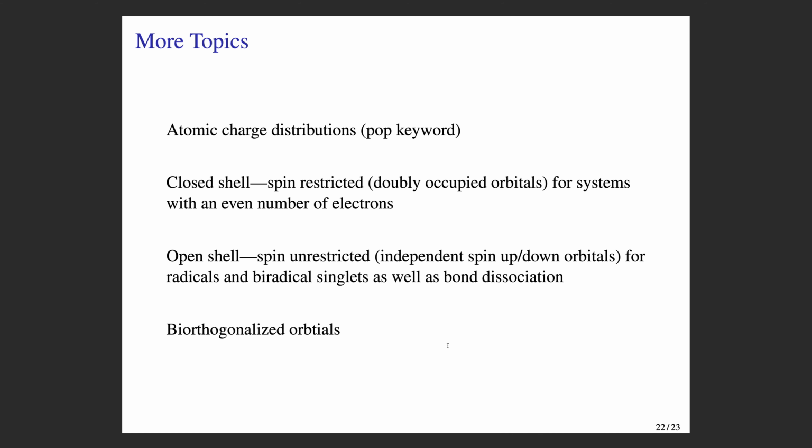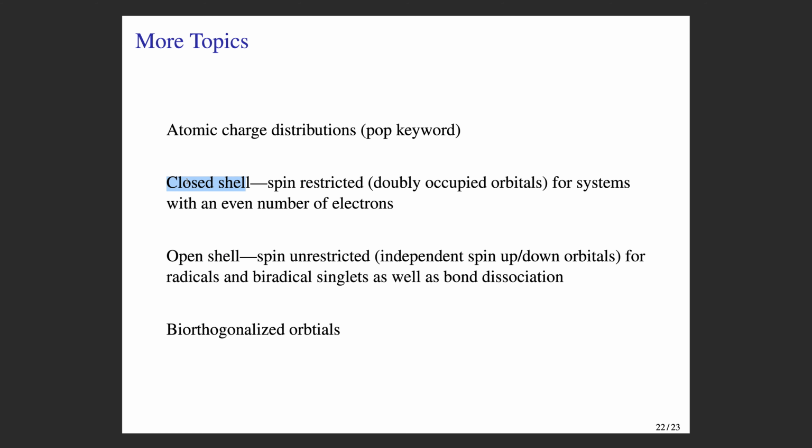Additional topics that are relevant, and so these are topics that you may want to look into for your mini project on this Getting Started chapter. We can look at atomic charge distributions using the population keyword within Gaussian. You can also think about closed shell versus open shell calculations.